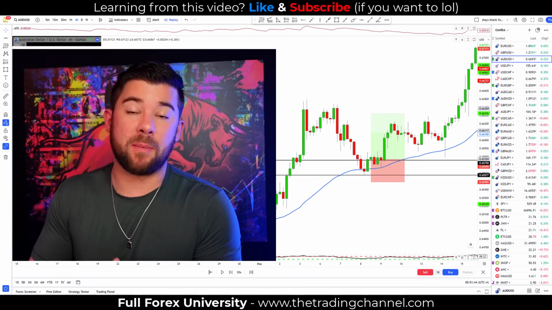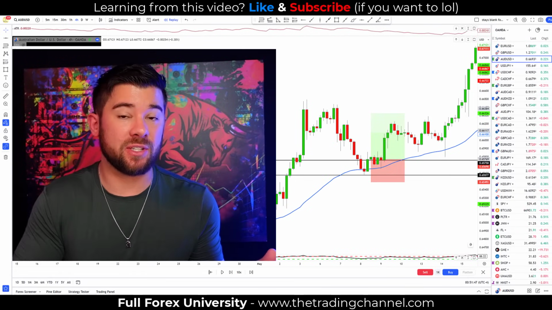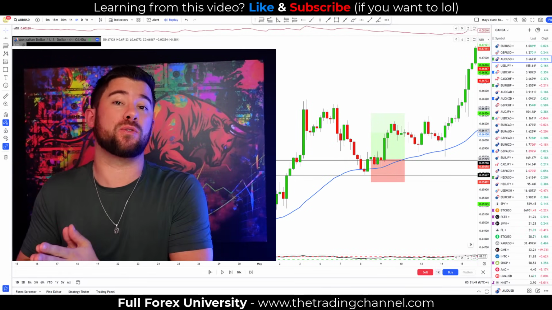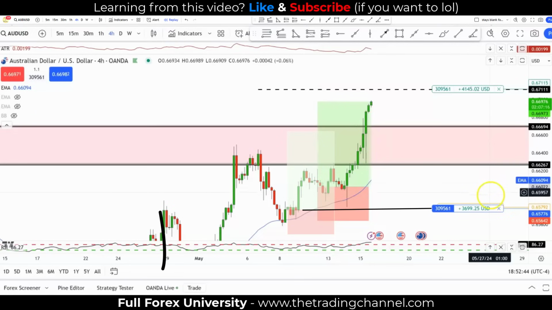So just to show you that I'm not just picking out random trades and that I actually utilize the same exact strategy in my own trading in my real account, you can see me actually taking profits on this exact trade. I'll put that on the screen right now.